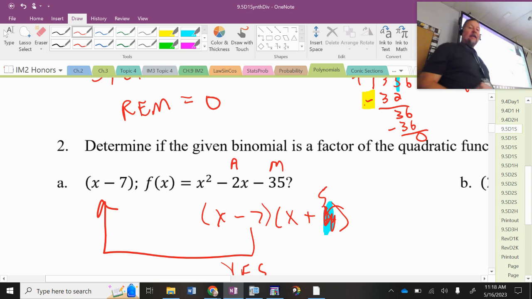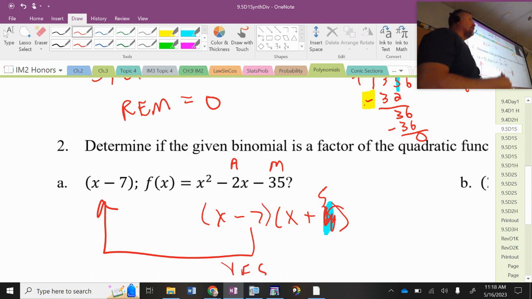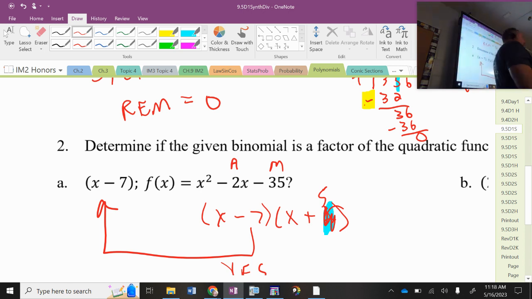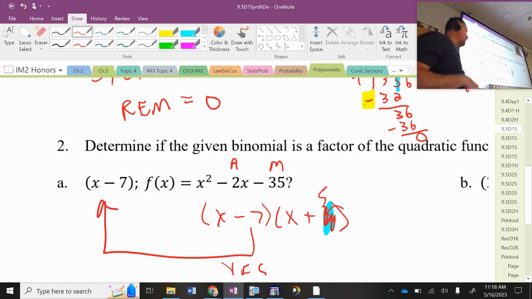So is x minus 7 a factor of this quadratic? Yes or no? 3, 2, 1, go. Yes, it literally is a factor. That's what this is called. But that's what it means also. It means x minus 7 would divide evenly into this polynomial. And the answer to that division statement would be x plus 5, the leftover factor, if we were going to divide these two.